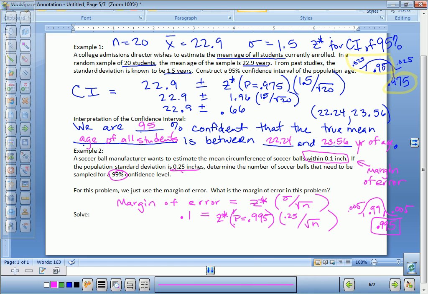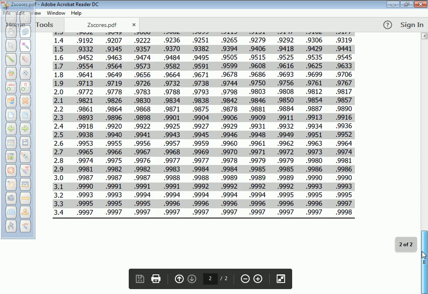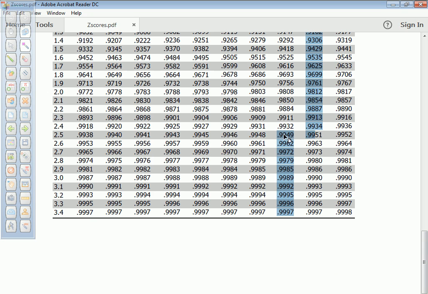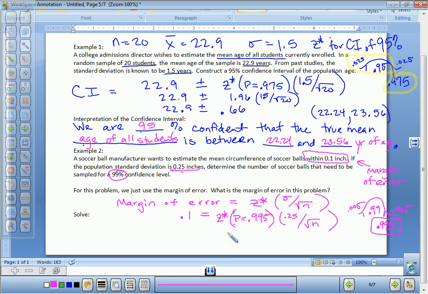You're about to see there's a bunch of them. 0.995, 0.99. Oh, okay, it's halfway in between these two. So it's 2.575. Yeah, it's 2.575. So this becomes 2.575. And then we just have to do a little algebra.